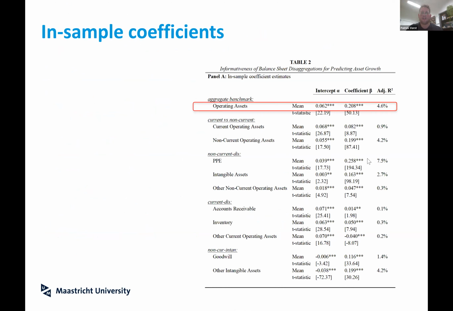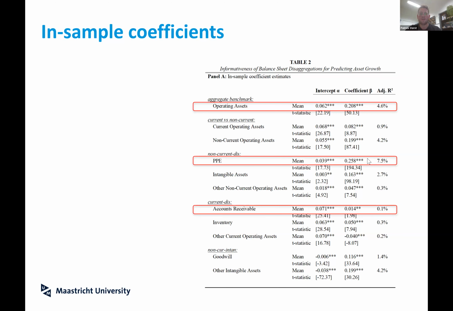If you look at the end sample estimation, in terms of operating asset growth, the mean reversion or persistence we find is relatively similar to previous literature. So it's basically 0.2 of your growth this year that is going to persist into next year.